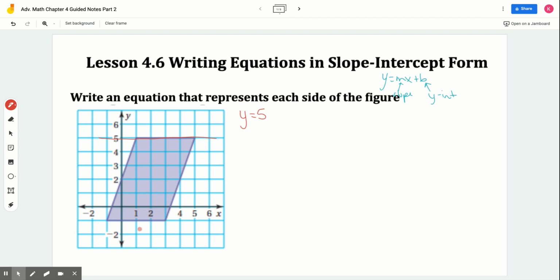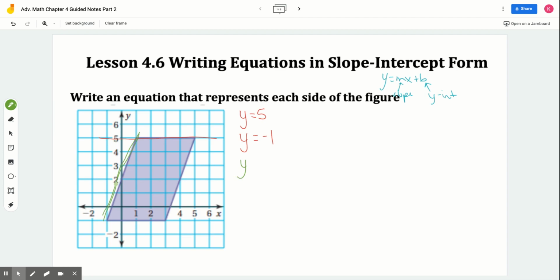Go ahead and try and write an equation for the bottom line at this time. Since the bottom line of this figure also is horizontal and crosses the y-axis at -1, we know that there is no slope, therefore the equation would be y equals -1, which is the y-intercept where that horizontal line crosses the y-axis.